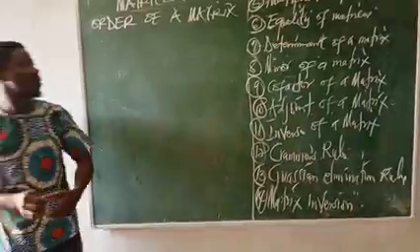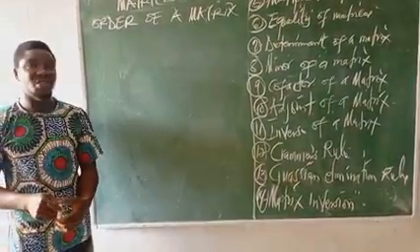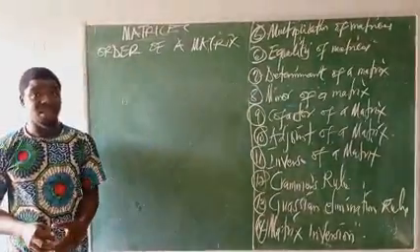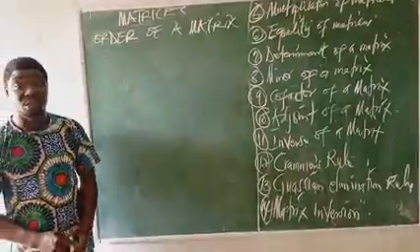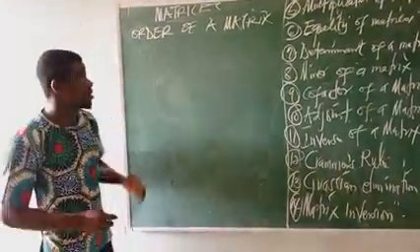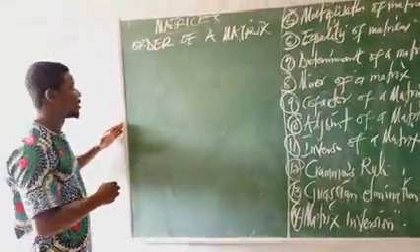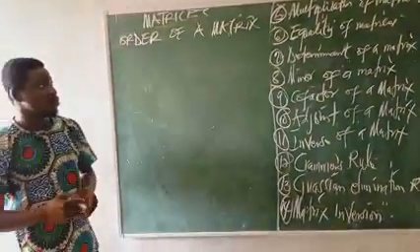And please, before we continue, matrix is the singular form of matrices. That is, when you have one matrix, you call it a matrix, and when you have more than one matrix, it's called matrices. Please take note of that. It is also very important. So let's look at the order of a matrix quickly.